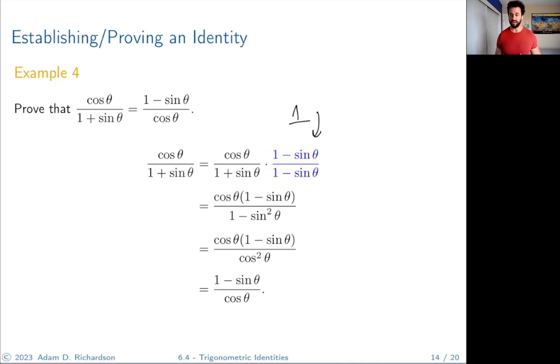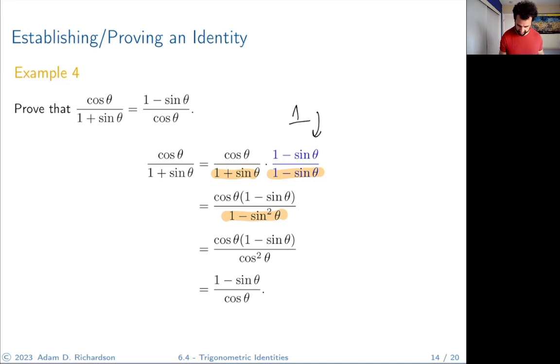So here I go. Once I multiply by 1, I'm just going to distribute and multiply like I would normally. And there's something nice that happens. Check out the denominator here. When I do 1 plus sine theta times 1 minus sine theta, that's actually the structure of a difference of squares. So this is going to become 1 minus sine squared theta, right?